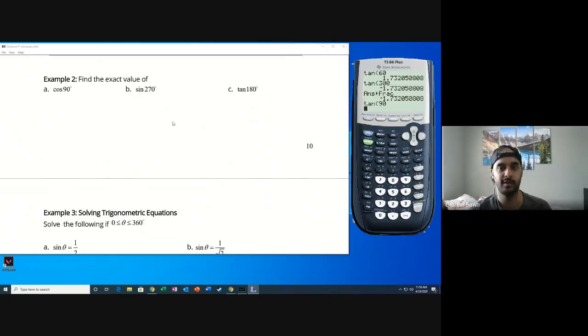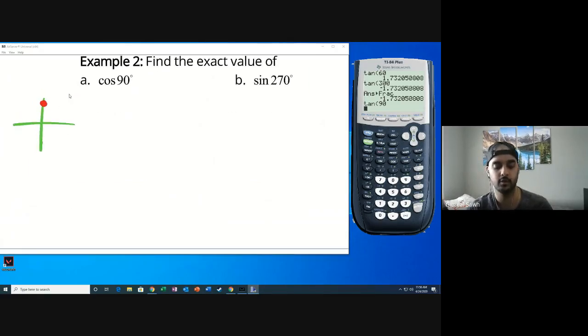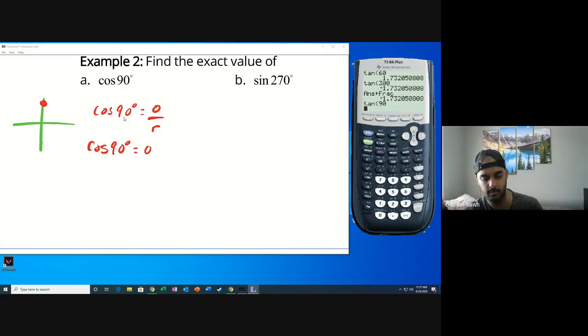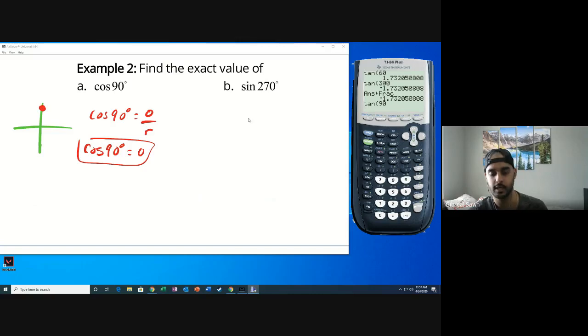These ones are going to be really fast if we can remember that idea. So cosine of 90. Okay, here's my grid, 90 degrees right up above. If it's cosine, I really just care about my x-coordinate, but there is no x-coordinate. If I'm right on the axis, x is 0. So that means that cosine of 90 is 0 divided by my hypotenuse length. So cos of 90 is equal to 0. Nothing to do, really.